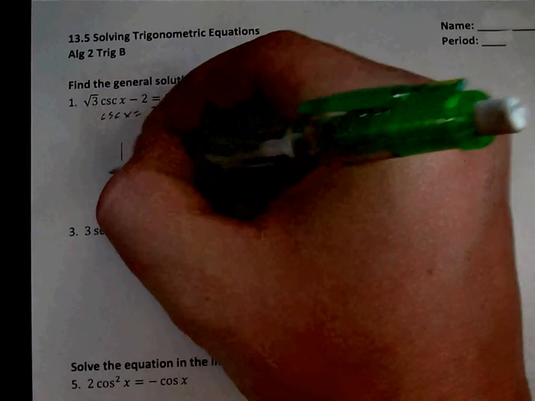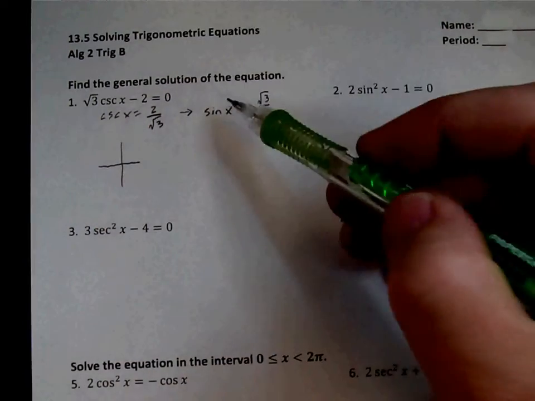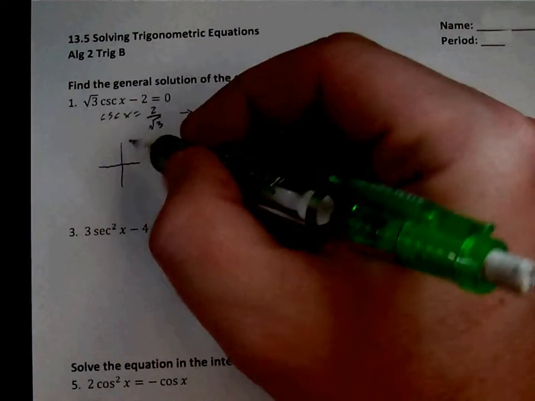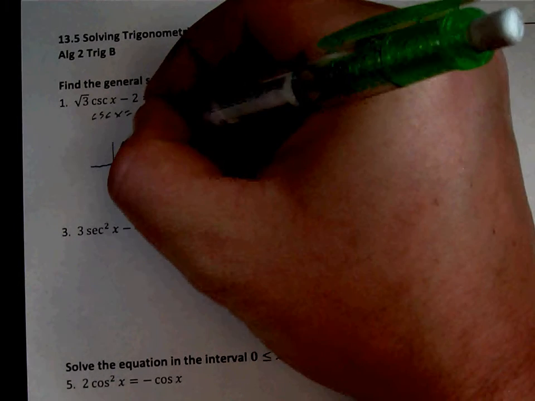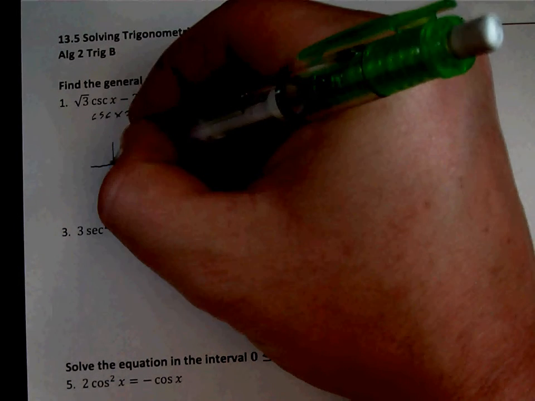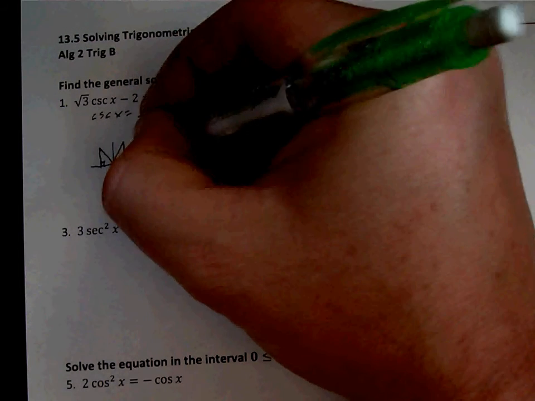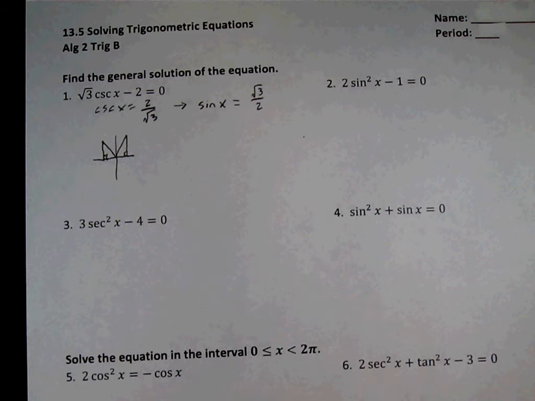I'm going to draw the picture. Now this is a sine problem. Sine is positive in quadrant 1 and it's positive in quadrant 2. In the other quadrants it's negative, so I don't want those quadrants.